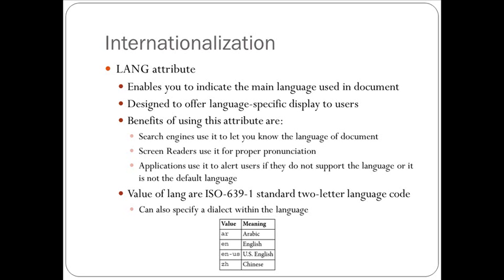All language values are of ISO 639-1 standard, which is a two-letter language code. And you can also specify a dialect within the language, as we quite often see in the US here, EN-US. English, US, as opposed to this English, which most other countries' English is just a slight bit different than US English.